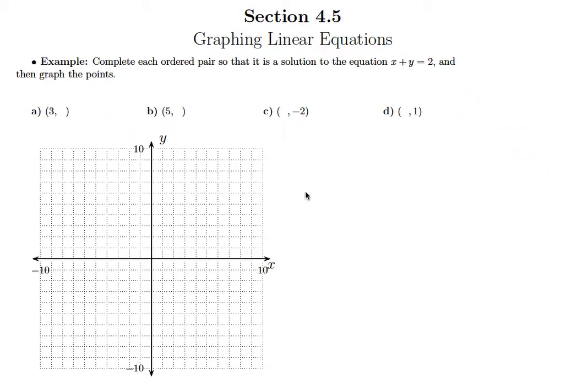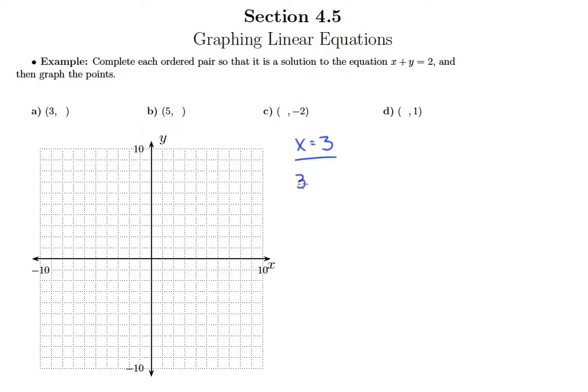In this lesson, we are going to do an example where we're being asked to do two things we already know how to do. One of which is complete ordered pairs, so that our ordered pairs are solutions to a particular equation. And the other thing is to graph those ordered pairs. So let's start with the ordered pair in part A, where they tell us that x equals 3 and they want to know what the y value is.